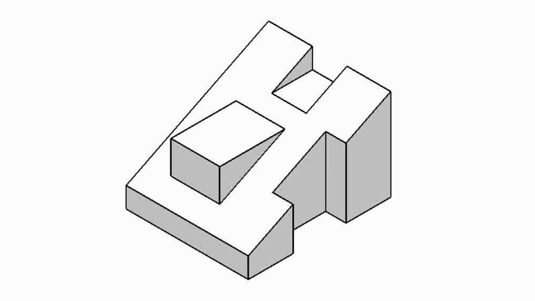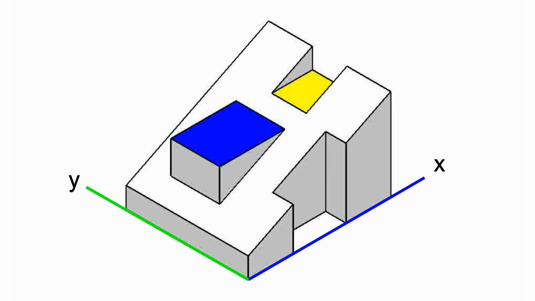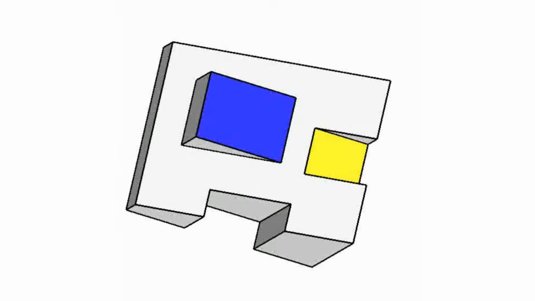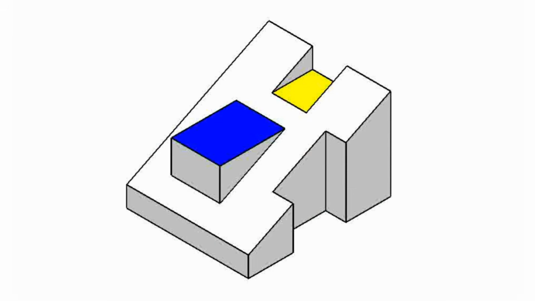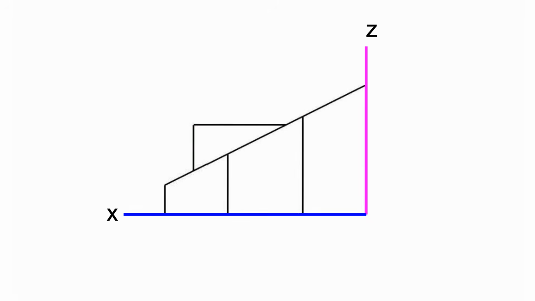After the inclined plane, there are two additional planes. Let's name them plane J and plane N. These planes are made using lines on the x-axis and y-axis. That is why they are visible from the top view. When we look at these planes from the top view, they appear as true shaped surfaces. But from the front view, these same planes become just a single line.